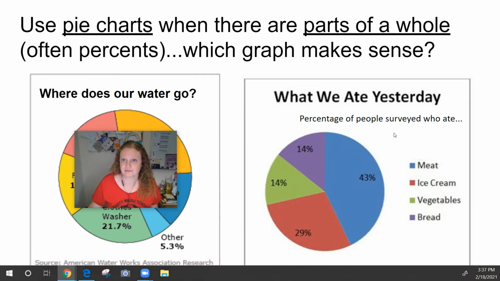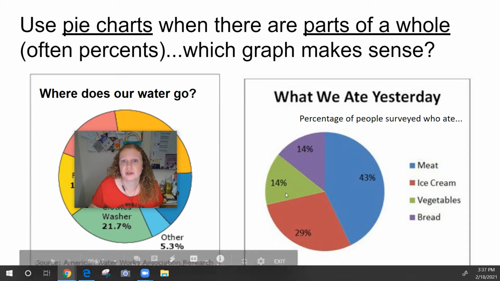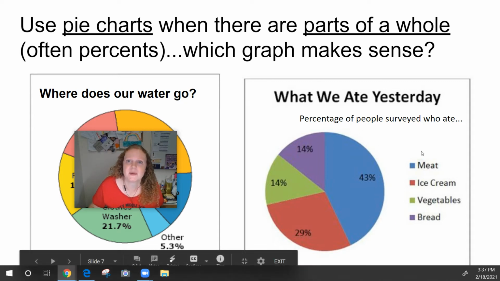Here's why. It shows the percentage of people surveyed who ate meat. Maybe 43% of people ate meat, but some of those same people could have eaten bread, and some of those same people could have eaten vegetables. So this graph by itself does not make sense, because these are not mutually exclusive things, and so it's not a part out of a whole. This graph doesn't work for this question.